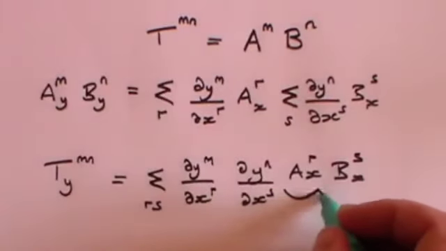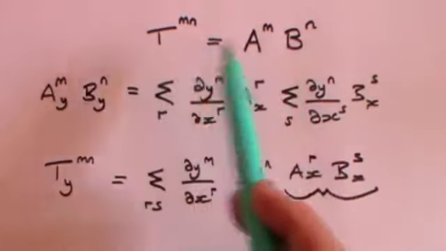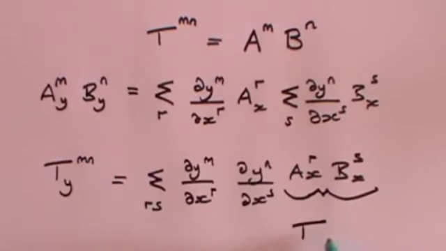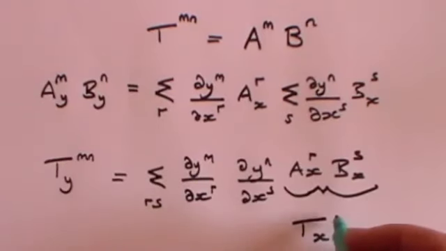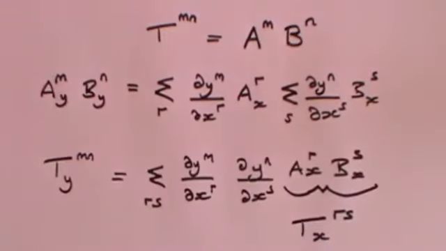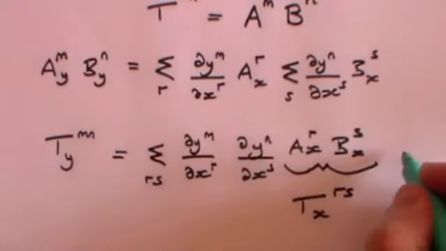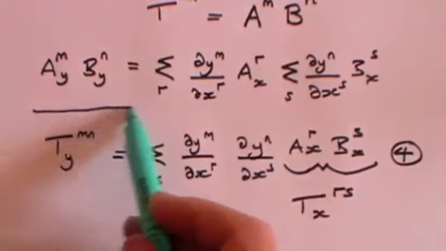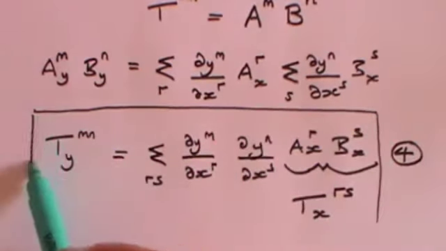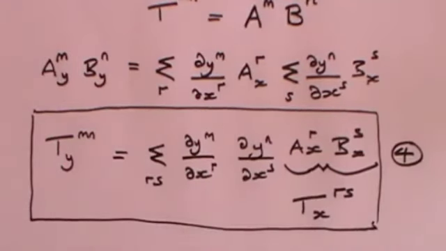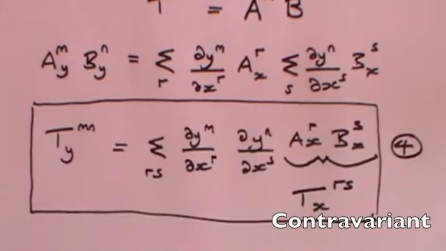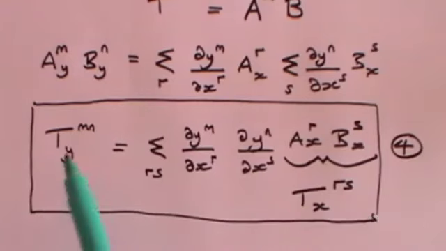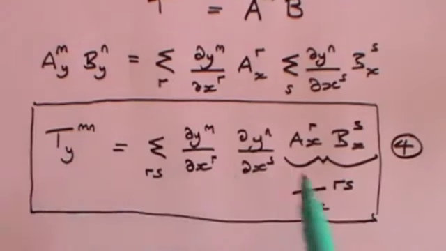But what is this? Well, if you look at this term up here, you'll see that it's just another tensor. In this case, it's the tensor in the x frame of reference, but its indices are r and s. And that I'm going to call equation 4. And I'll put a block round that because we may need that in the future. And that is called, it gets a technical term, it's called the contravariant transformation. It's the transformation from the y frame of reference to the x frame of reference for tensors.